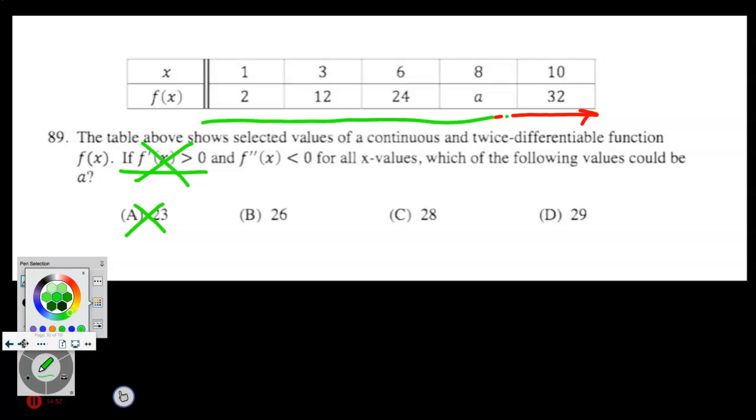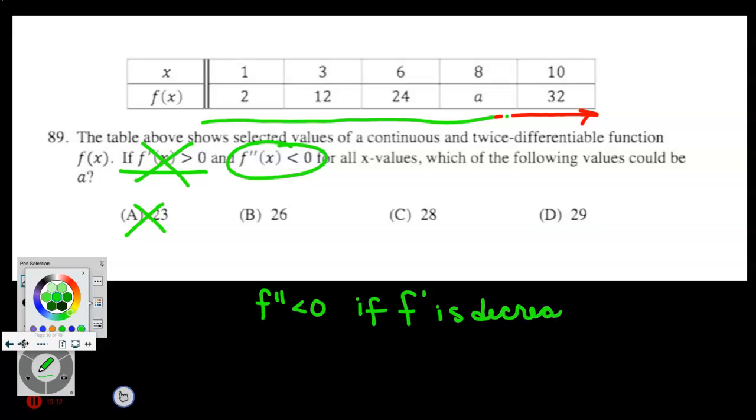Okay, next thing is that the second derivative is less than 0. A second derivative is less than 0 if the first derivative is decreasing. So I have to see which value, when I put it in there, would cause my derivatives to decrease. I'm just going to do it by trial and error. I think I'll put the 28 in first just to try it.